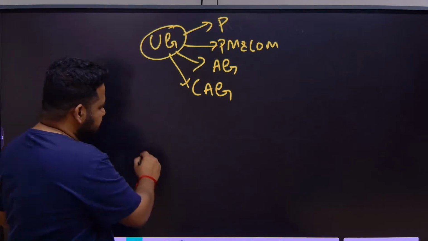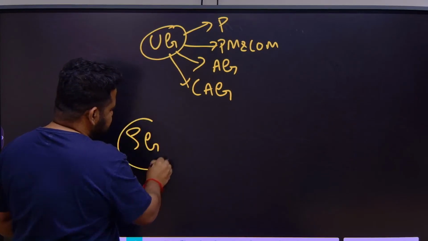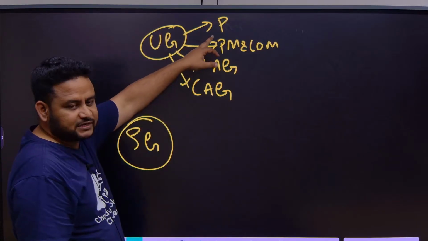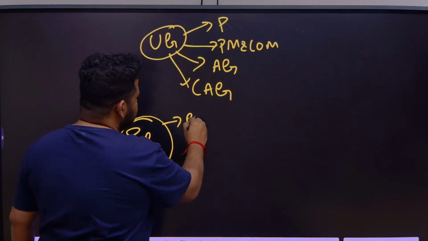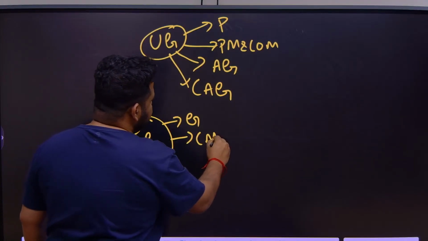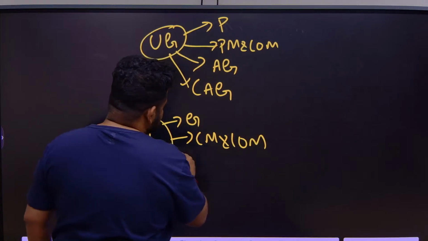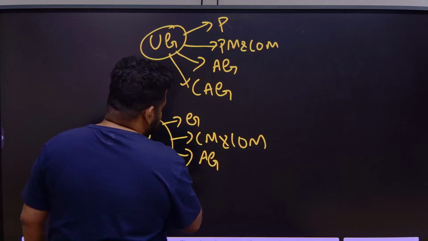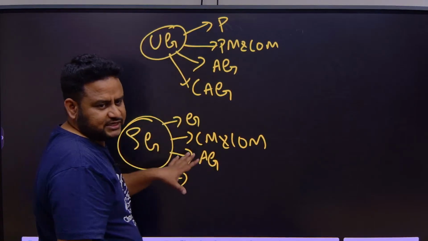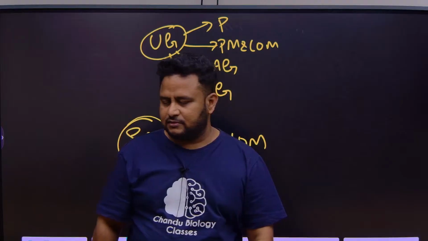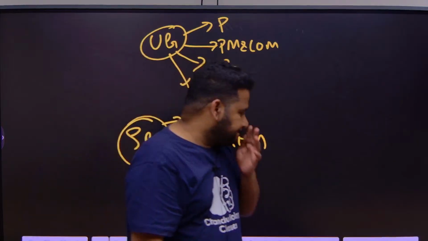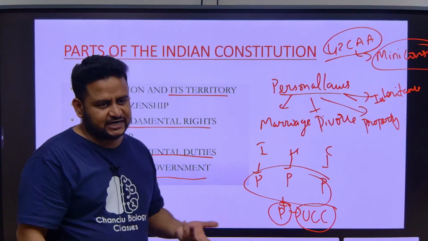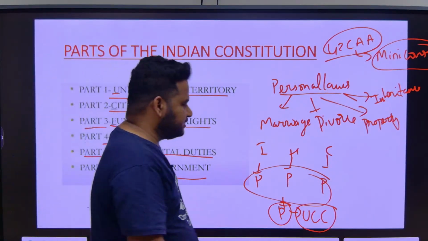Next part is state government. Part 6 is union government, part 7 is state government. Under the same thing comes, instead of president we will have governor, instead of prime minister the CM and council of ministers, and instead of attorney general we will have advocate general. CAG will be the same for both center and state. Only one CAG will be there. Now, I was talking about part 6. Part 7 is what? State government. Part 6 is what? State government.